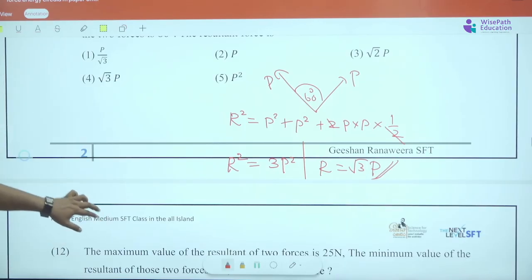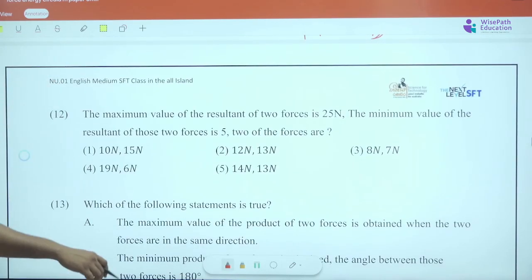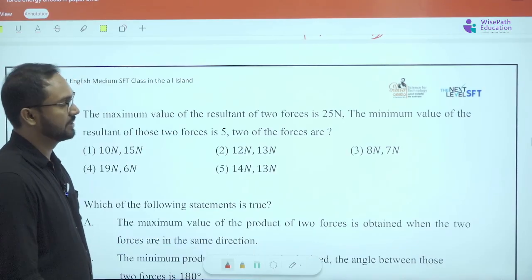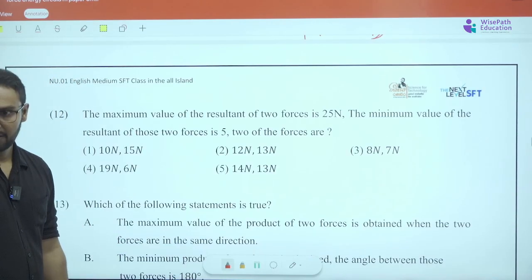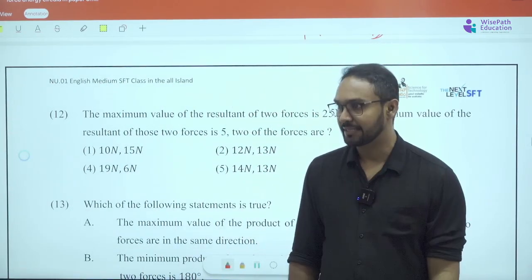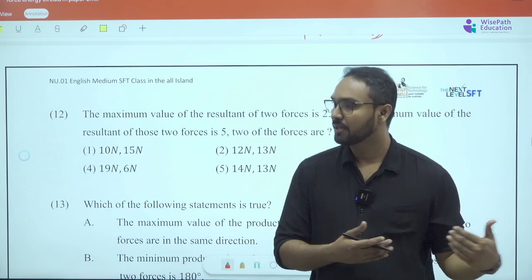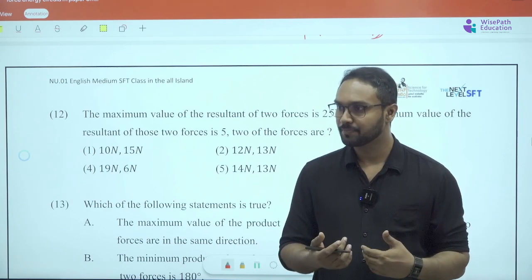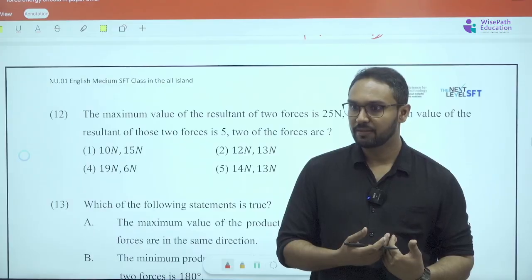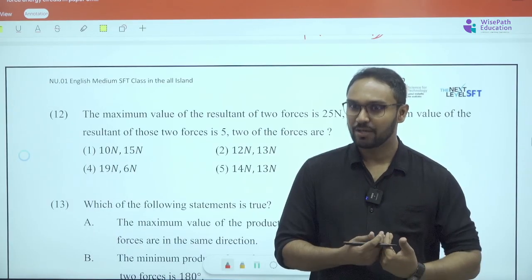Yes? Question number 12. The maximum value of the resultant of two forces is 25. How do you get the maximum of two forces? Adding. That means they are acting in the same direction. And the minimum will be the subtraction, the deduction, and that is when the two forces are acting oppositely.